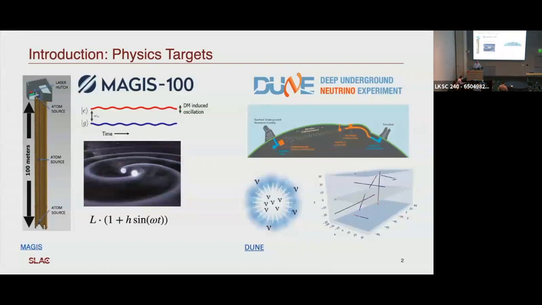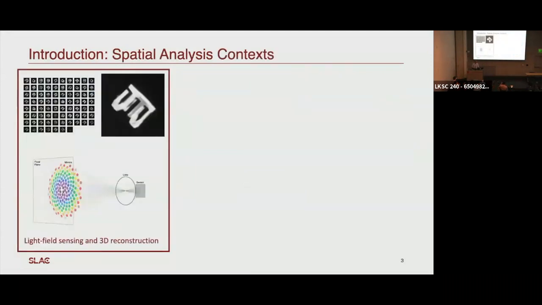For some context on the actual signals and what we're interested in terms of the physics, there are two things that I want to highlight in this talk. One is the MAGIS-100 experiment, which is targeting gravitational waves, and the other is DUNE, which is a neutrino experiment. Both of these are physics experiments in development, and both have lots of fun spatial signals for which we have some spatial analysis techniques. Like I said in the title, we're looking at some neural fields and differentiable simulation to analyze these spatial signals.